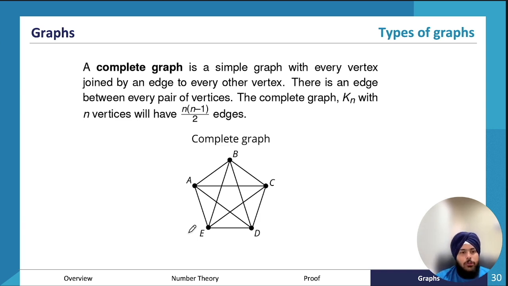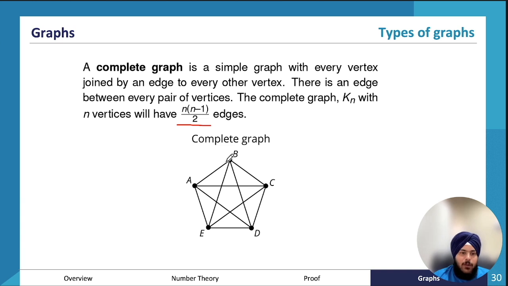There is a rule to work out the number of edges in a complete graph. And remember, this is a simple graph as well. So no multiple edges, no loops. So basically, the rule is n(n minus 1) over 2. So n represents the number of vertices. So to work out the number of edges in a complete graph, all you need to do is take the number of vertices multiplied by the number of vertices minus 1 divided by 2.